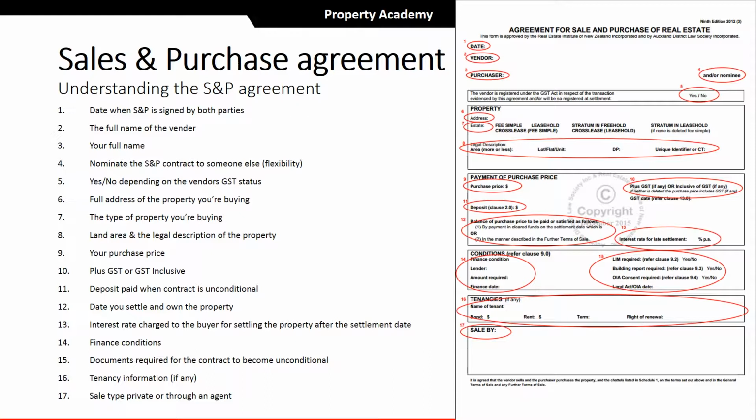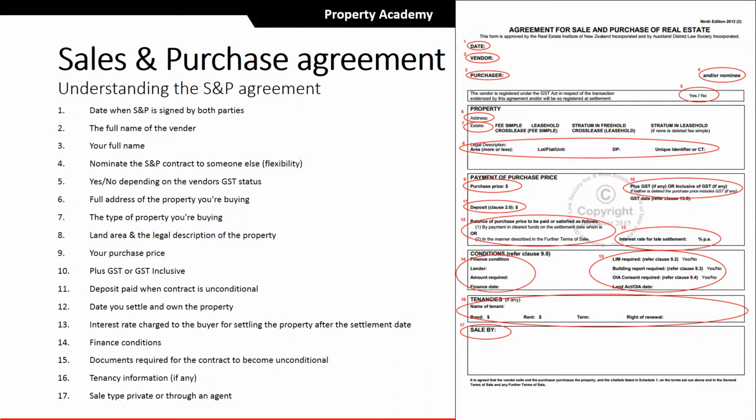Number 6 is the address of the property. Again, it's very straightforward stuff, but you want to be copying this exactly how it is appearing on the certificate of title, or as per the council documents that you can find for the property as well.